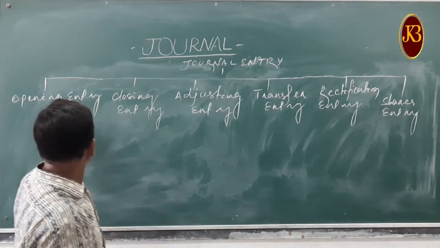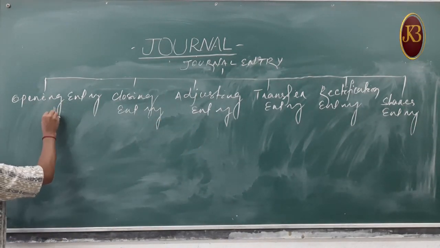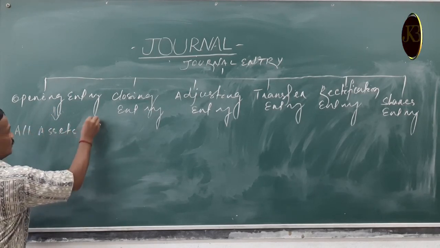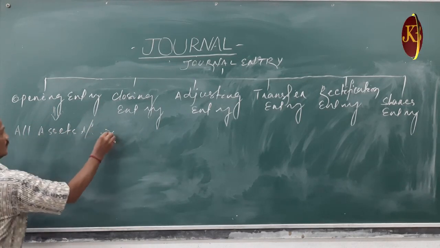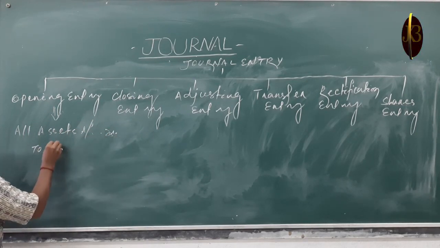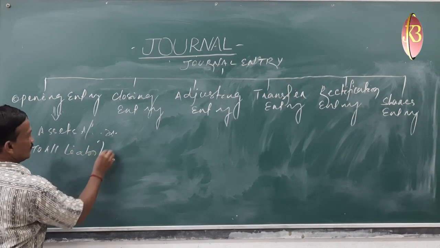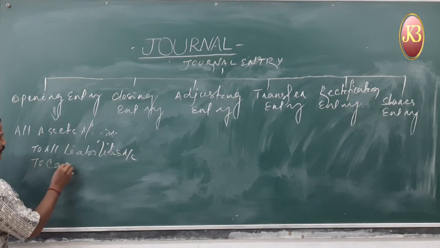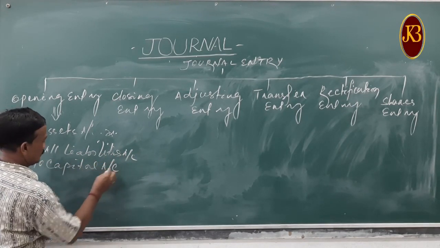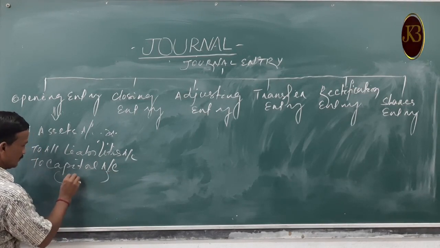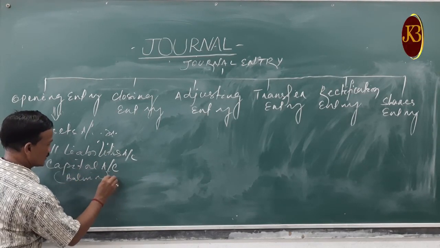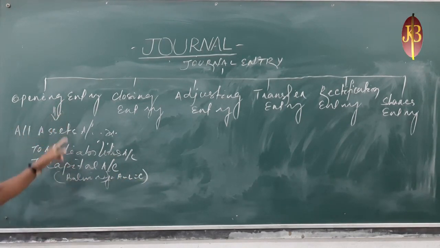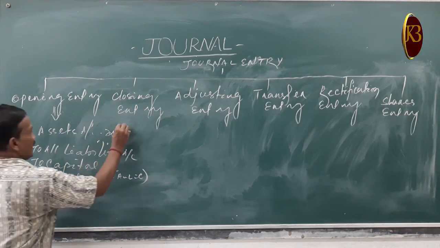That means this journal entry is to be done like this: all assets accounts debited, to all liabilities account, to capital account. That is the balance sheet figure. That means assets minus liabilities equal capital. So this entry is called opening entries.